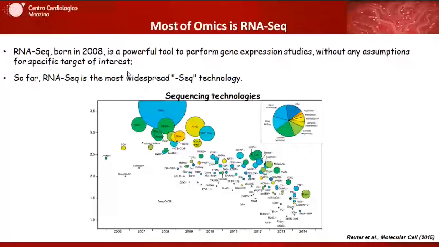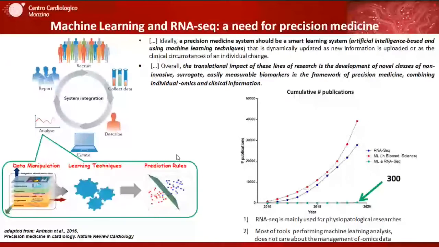In this figure, you can see all the sequencing technologies developed so far. And the wider the circle, the higher the number of publications for each sequencing technology. Today, in the era of precision medicine, many recent publications and reviews point out and stress the need for tools able to handle the huge amount of data generated by sequencing technologies and able to produce accurate prediction rules, especially in the clinical setting, the clinical practice.